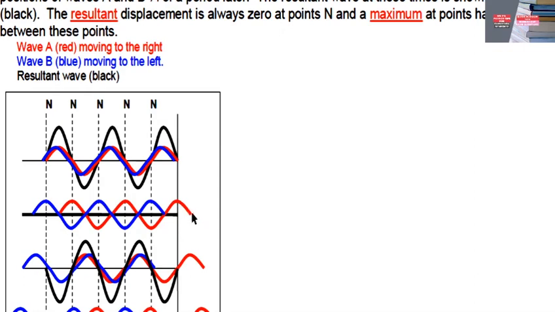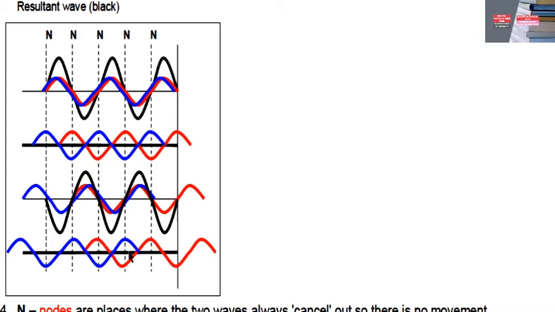Now, in the time of T over 4, which is a quarter of a period later, you find that crest is now meeting trough and the resultant displacement is 0. So the stationary wave that you see will be that, and then comes back to 0. And then since this was 0, T over 4, now this is T over 2. So at T over 2, we're now seeing crest meeting crest again, and we have that form of a stationary wave. And then at 3T over 4, you have this one. So 3T over 4 will have the same as the T over 4. And then at T, it will be exactly the same as at the beginning when t was equal to 0.